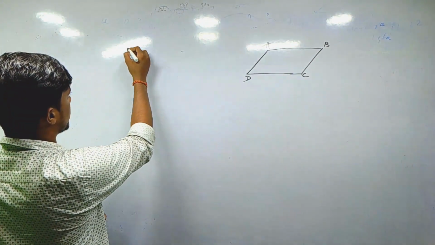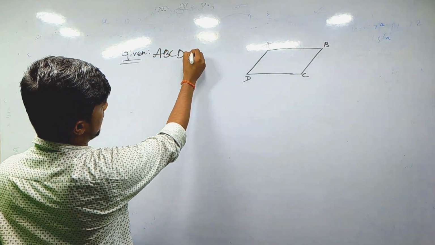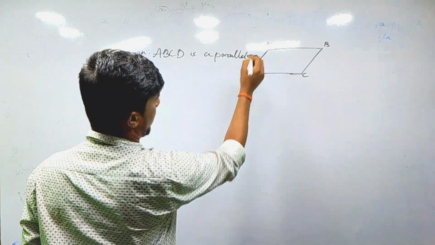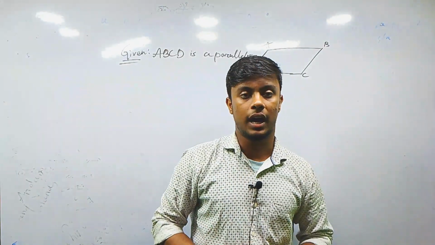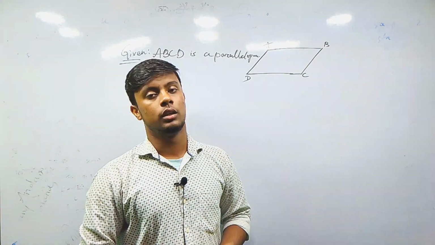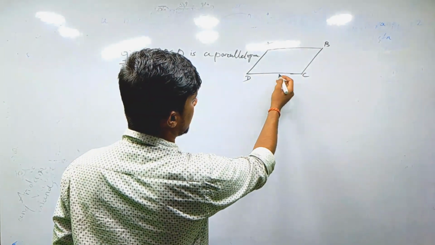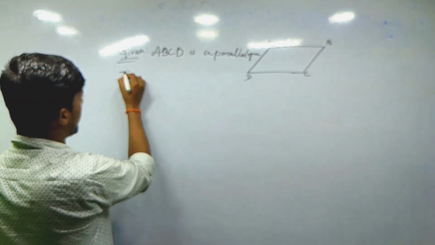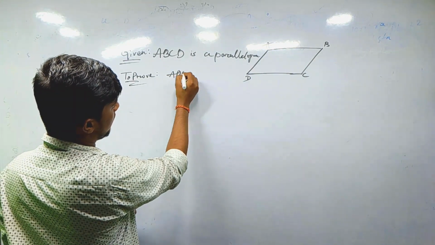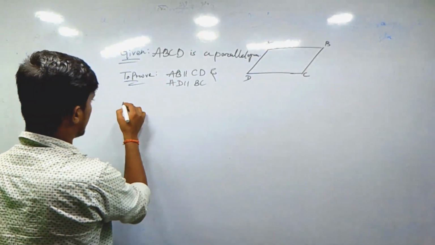Given: ABCD is a parallelogram. Till now you only know that in the case of parallelogram, opposite sides are parallel. With this we will prove AB equal to CD and AD equal to BC. We have to prove AB equal to CD and AD equal to BC.